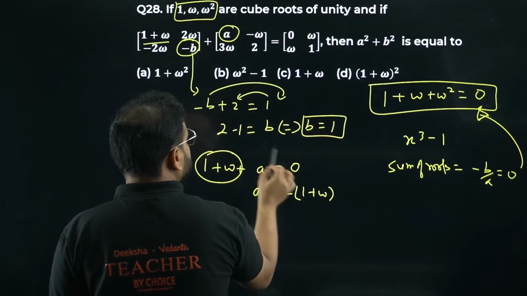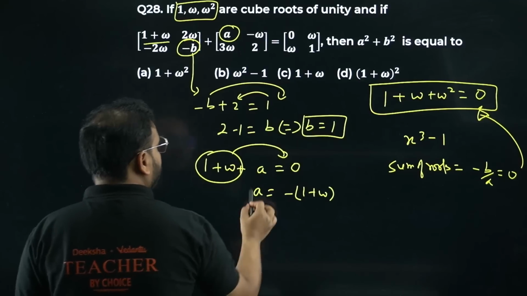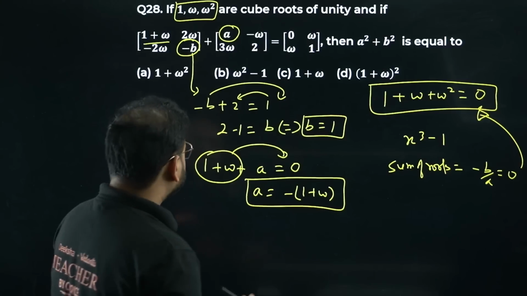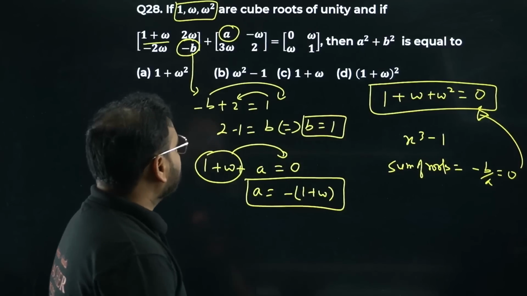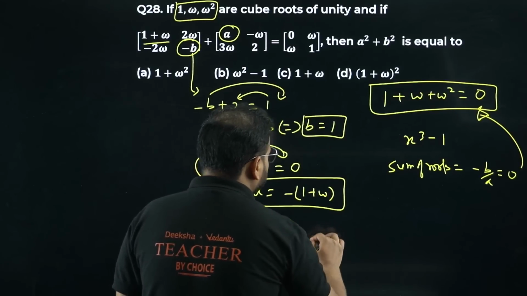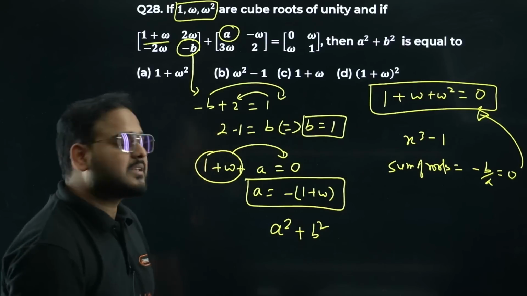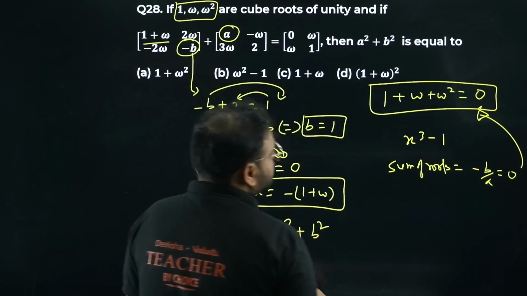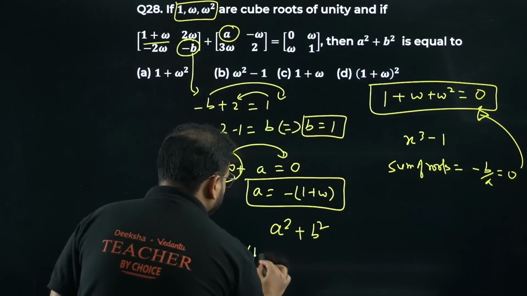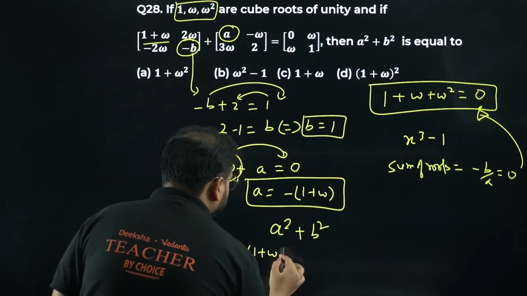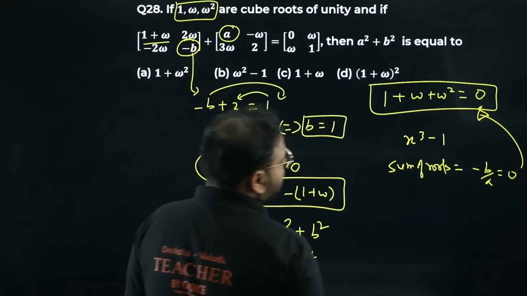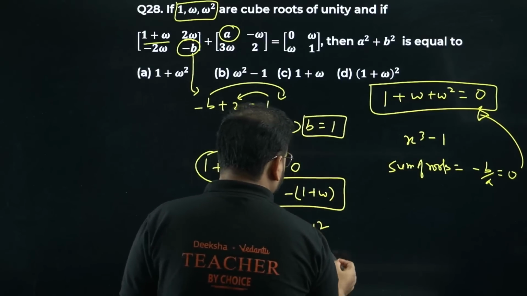Moving these two terms on this side, minus 1 plus omega. Have a look. Is this part clear? Looks okay to you? Yes. So a is minus 1 plus omega. Now I am asking you the value of a square plus b square. Excellent. Okay. So when you do that, have a look. You'll have this as minus 1 plus omega, the whole square, plus b value is 1. 1 square is how much?